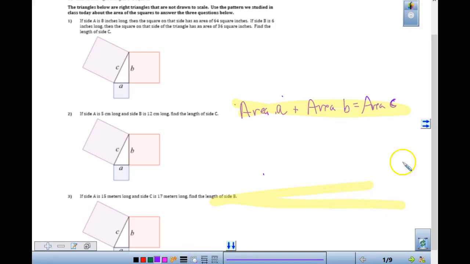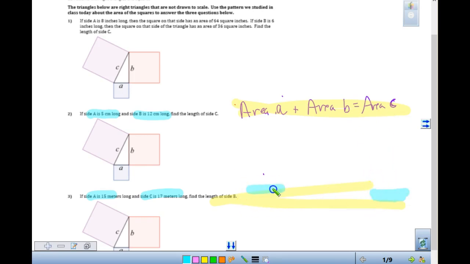In questions 1 and 2, you're given A and B. In question 3, you're given A and you're given C. So you have to think, in this question we know C and we know the area of A, but you're going to try and find B. So the next question is, do we subtract to get the answer? Yes. Anyone have questions on those before we continue?